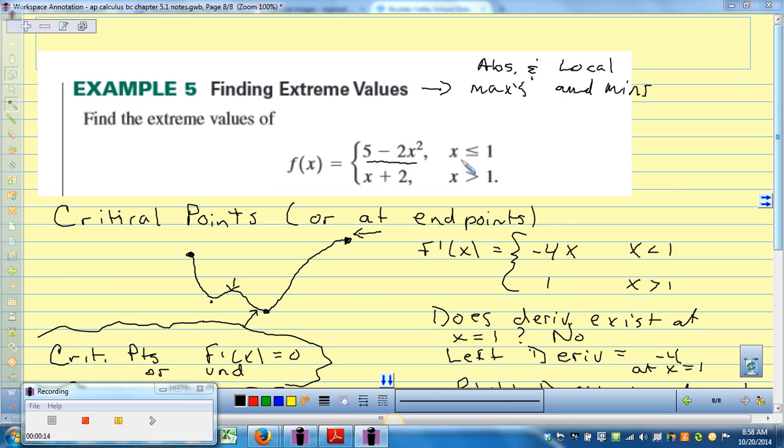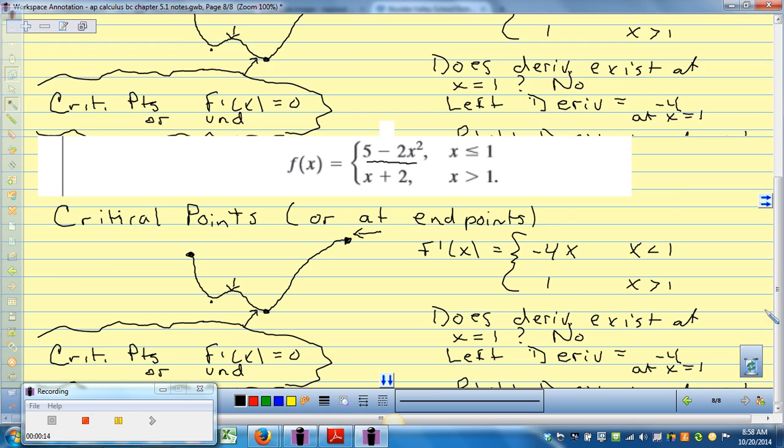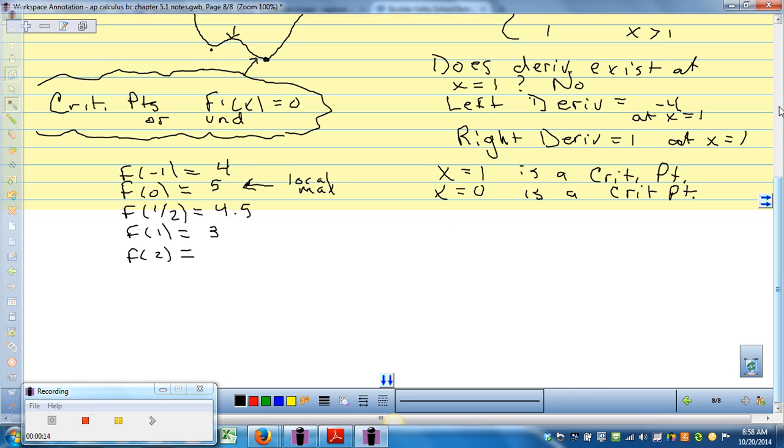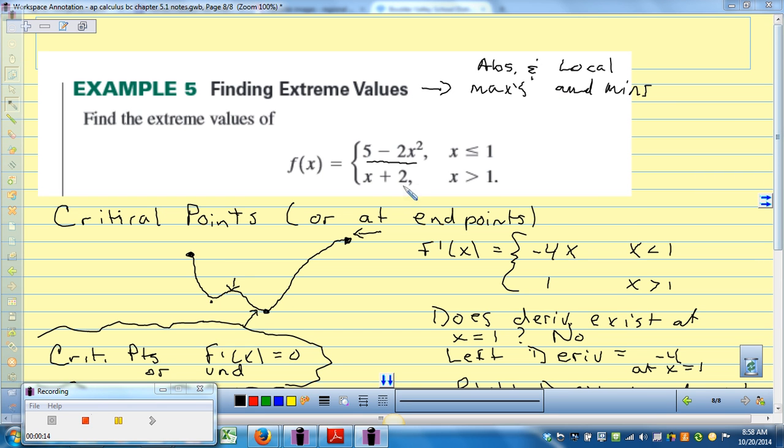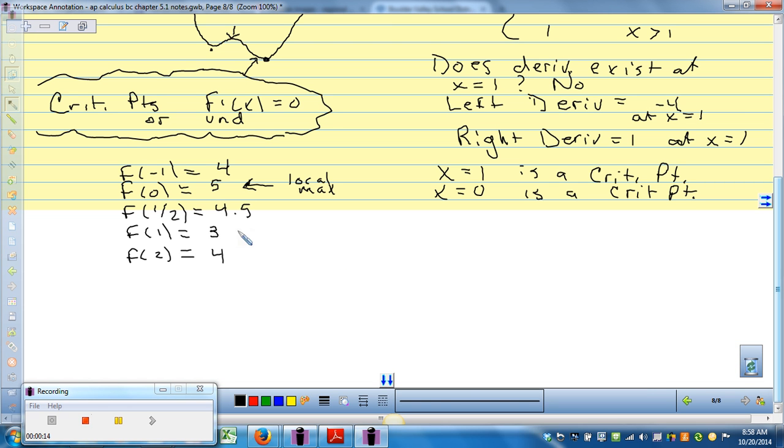All right, f of 1? Still going to use this branch. It's going to be what? 3. And f of 2? 2 plus 2 is 4. So at x equals 1, we have local max.